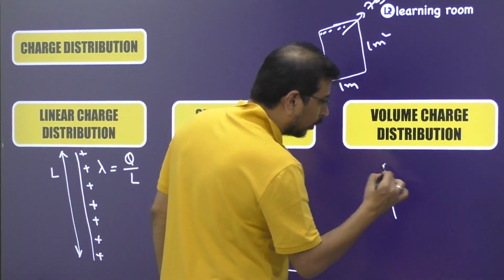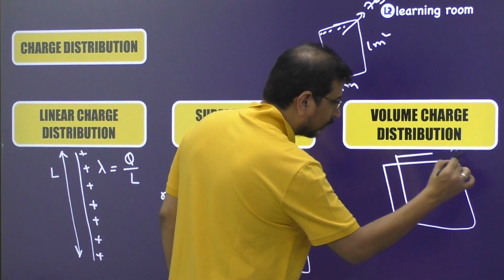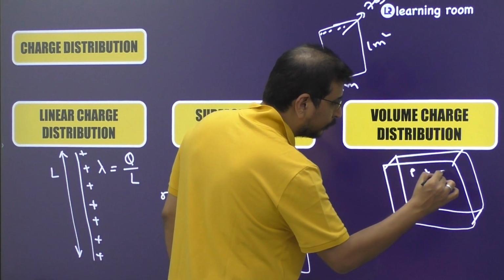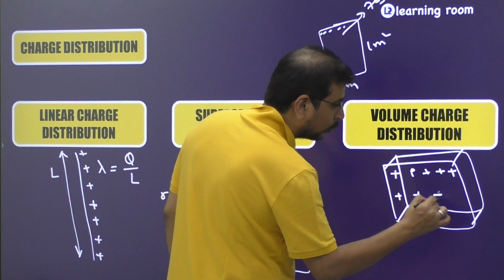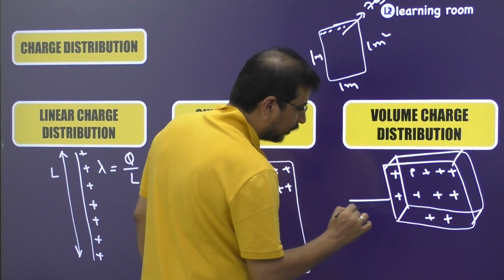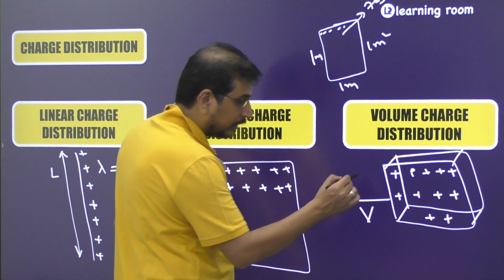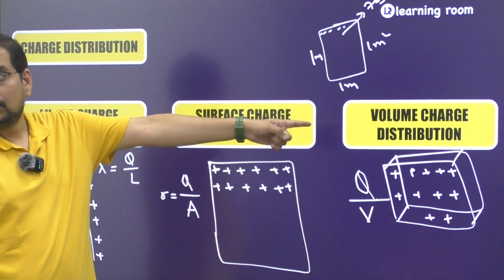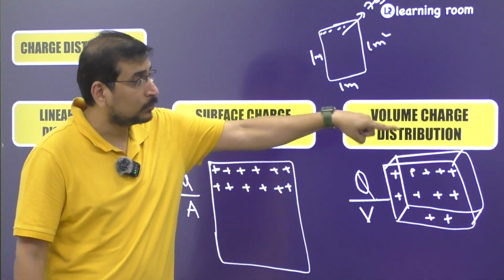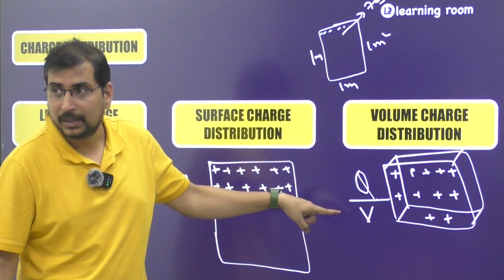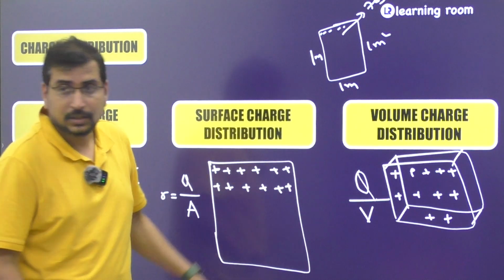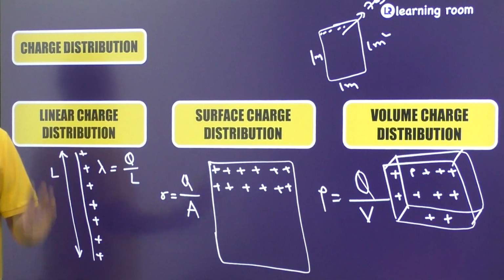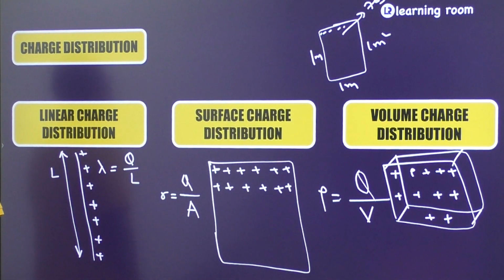Similarly, if I take a volume and inside that volume the charge is distributed, then what do I write? I'll calculate the total volume, and I'll write the total charge present within that volume. This distribution is called volume charge distribution. But what is the name of this? It's called volume charge density, which is represented with the symbol rho. Am I clear with this?